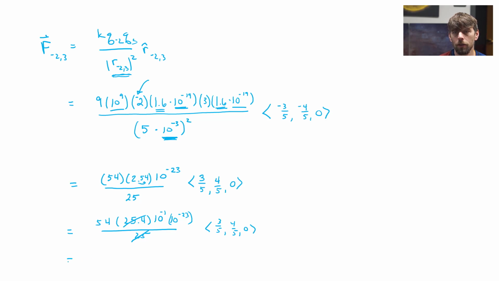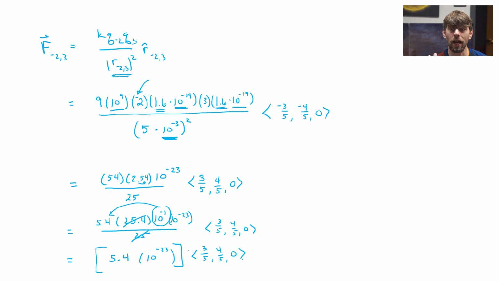So at the end of the day, we get something like 5.4. I'm incorporating that 10 to the negative 1 with the 54. You get something like 5.4 times 10 to the negative 23rd. And you notice that this piece in the square brackets is the magnitude of this force. And then the direction that the force is pointing is 3/5, 4/5, and 0.